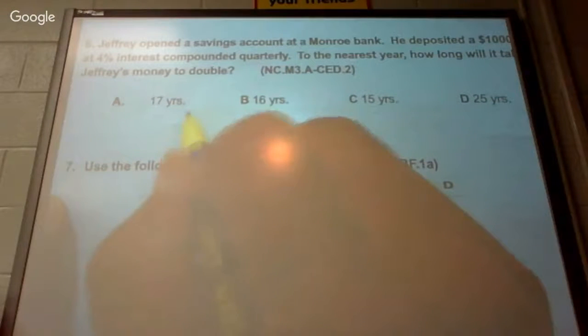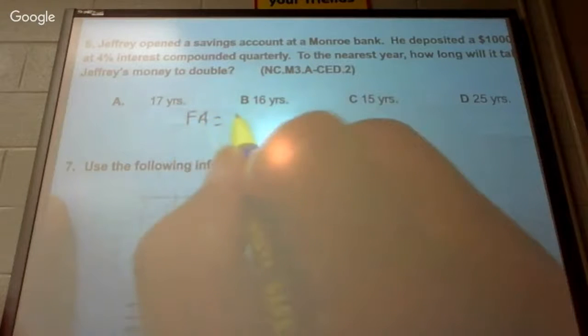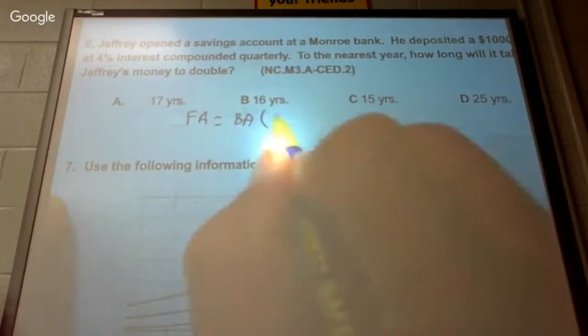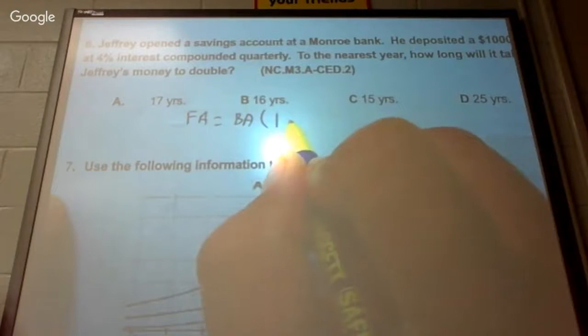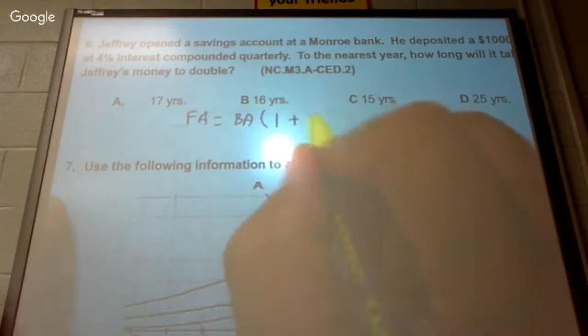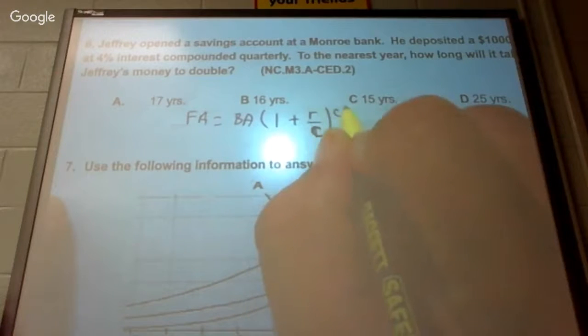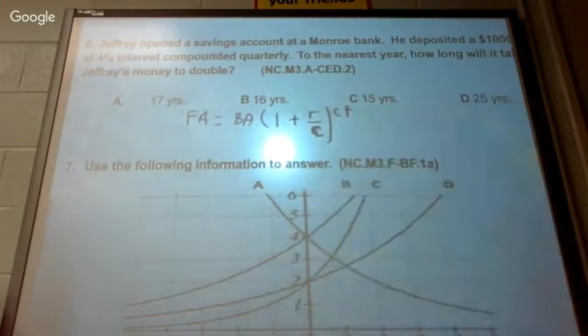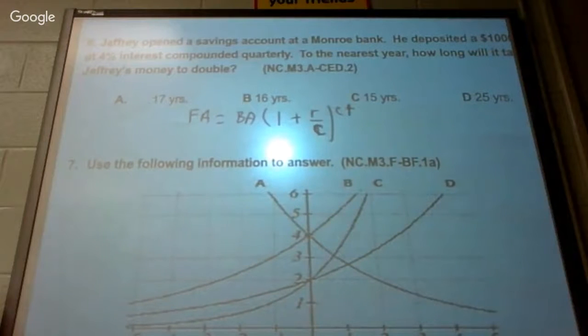The final amount equals the beginning amount times 1 plus the rate R over C, where C is the number of times compounded, raised to the number of compounding periods times the time. So we just plug in the numbers.